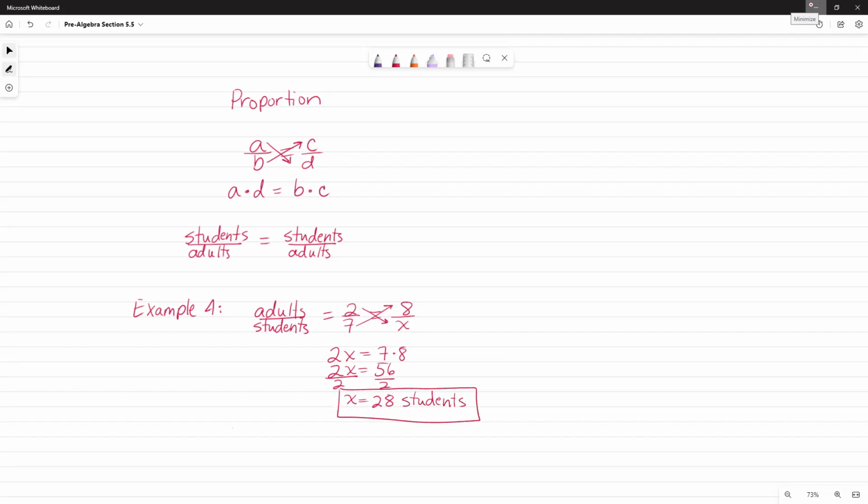Now, you guys have done this previously like this. So if you have 2 over 7 equals 8 over x, then you just say, okay, what did I do to get from 2 to 8? Well, I multiplied times 4. So if I multiply times 4 here, I get 28, which is what we just got, 28 students.